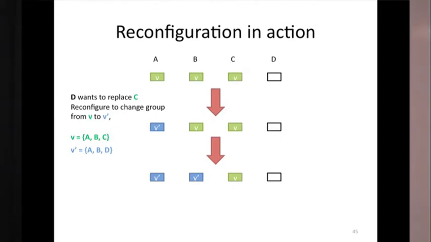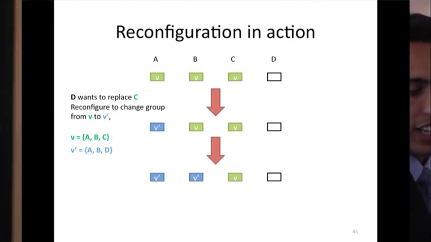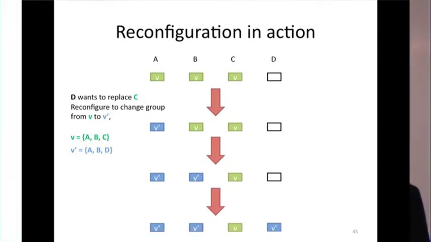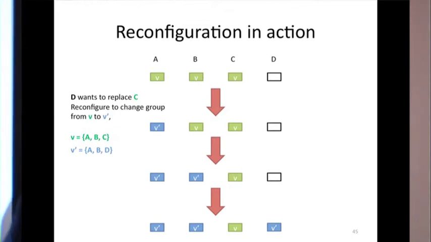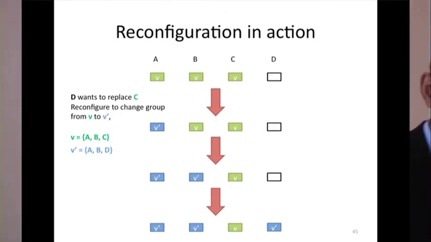So this has to be done first on the nodes that are already in the group, and then at the end, you go ahead and do it at the node that is joining now. At this point, you can get a consistent quorum with V prime, but not V anymore.